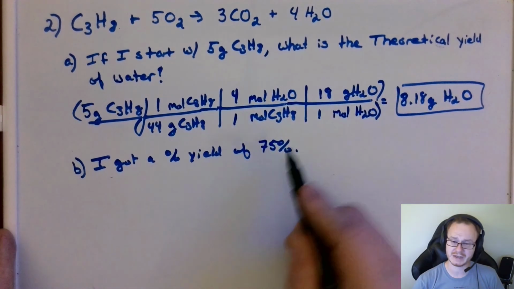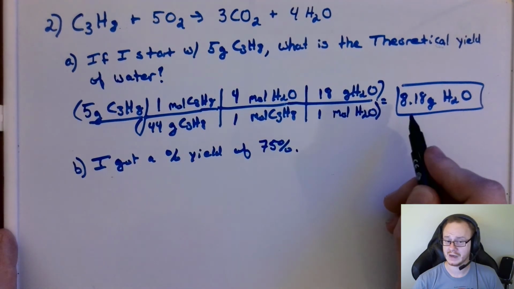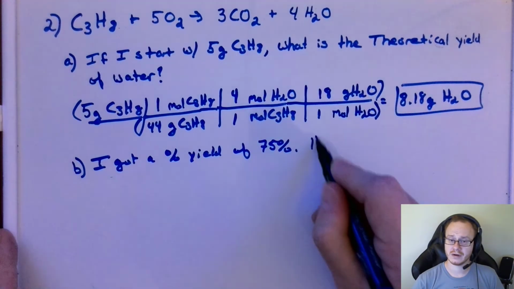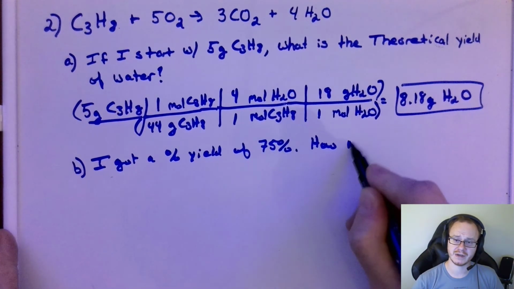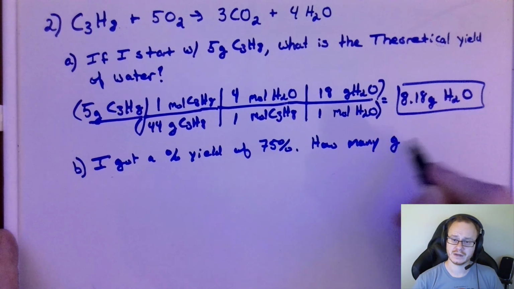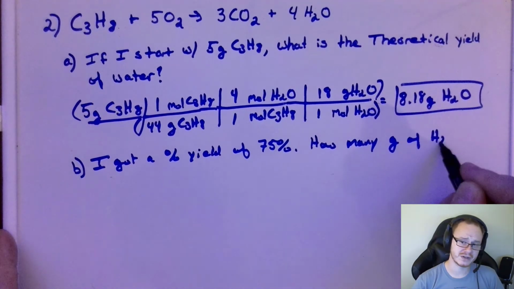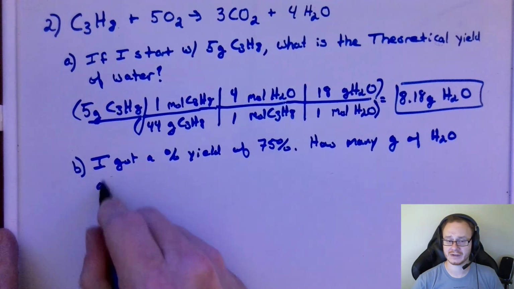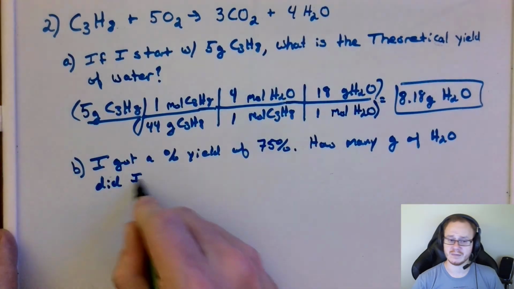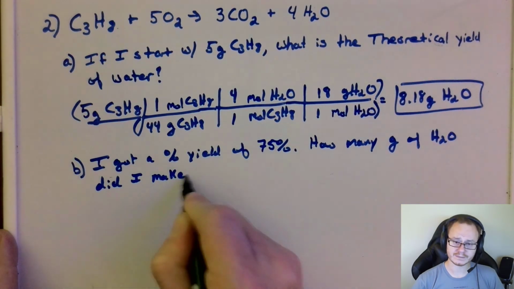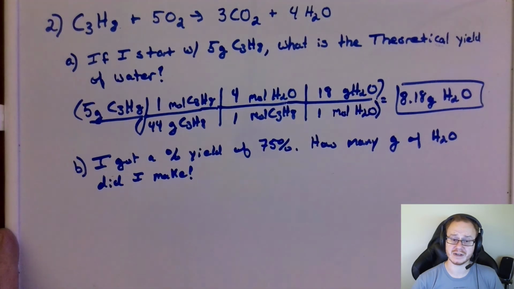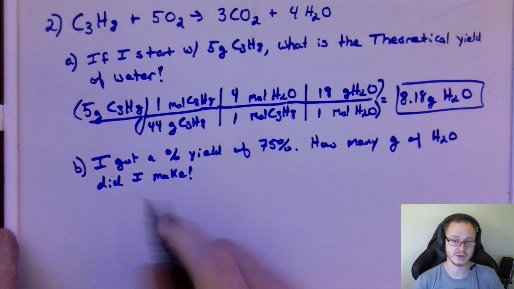So this problem is a tiny bit different than problem number 1. How many grams of water did I make? That's the question that's going to be asked over here. This is a minor rearrangement of the percent yield if we're already given it. If I take 8.18 grams of water, and I think about what is 75% of that, I should be able to find the actual yield.